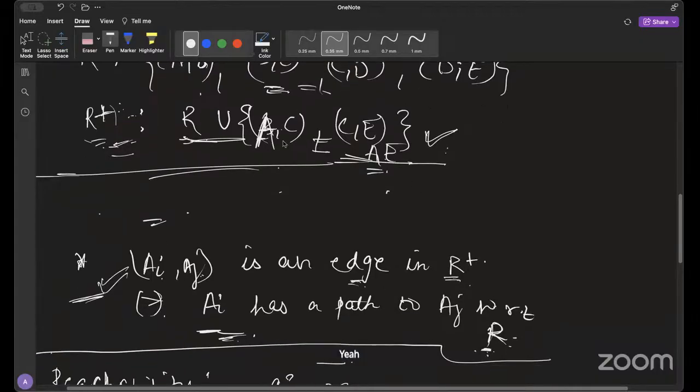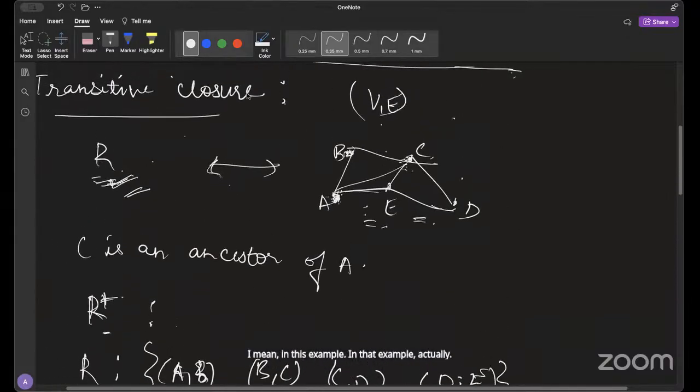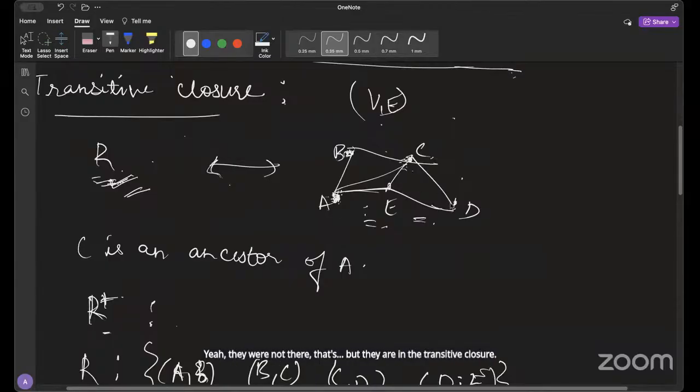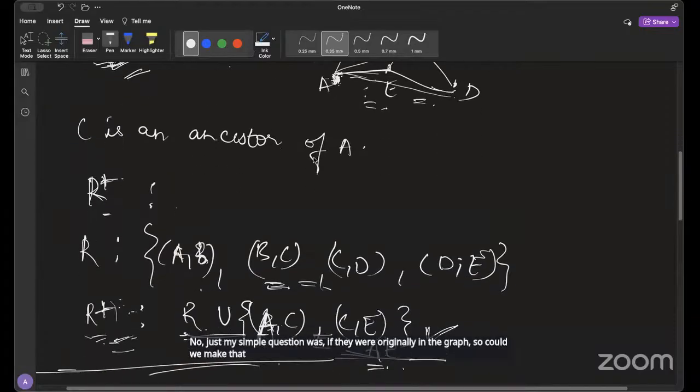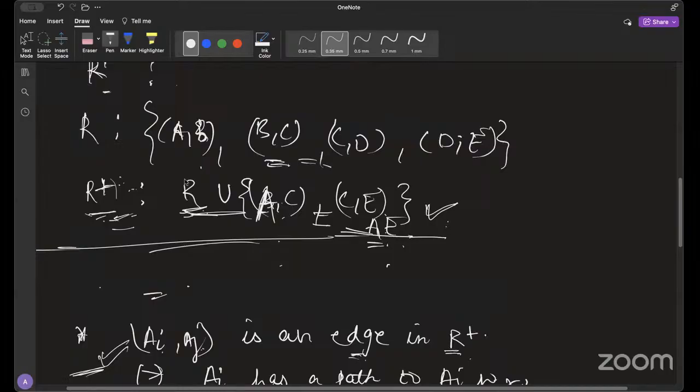Yeah, it means you add the extra edges to the original graph. In that example, AC and CE were not there in the original graph, but they're in the transitive closure. We were trying to make the transitive closure here. If they were originally in the graph, they are also in the transitive closure. This is the transitive closure, and you include this part as well. Okay, ma'am.